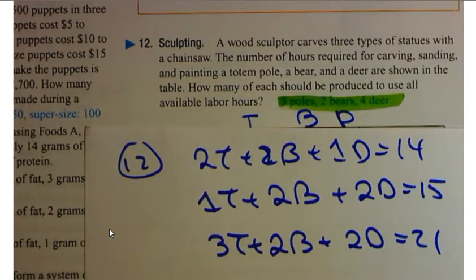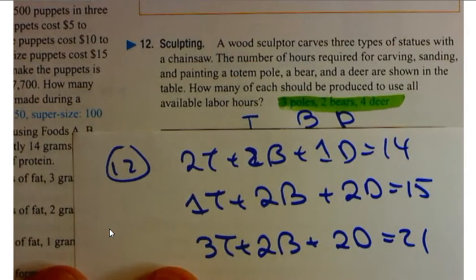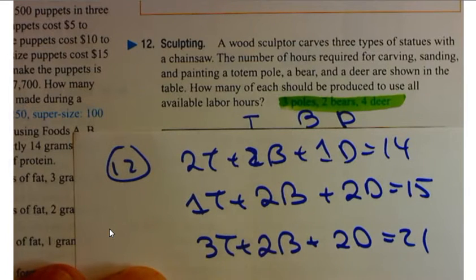Cool. So faster than Golden State can blow a 3-1 lead in the championships. You're all done. That was easy.